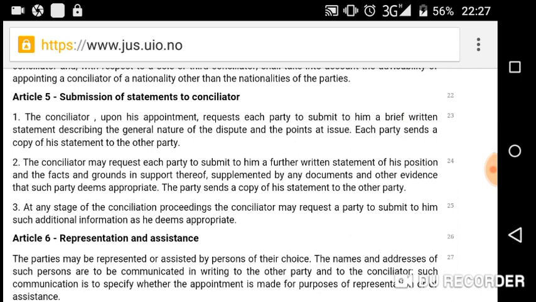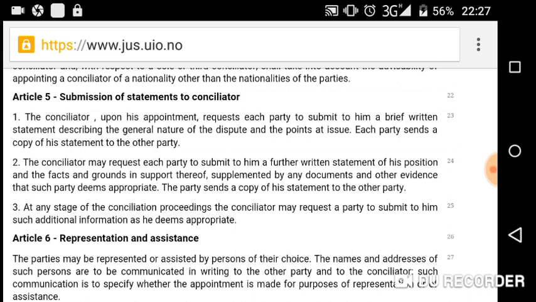Then Article 5, submission of statement to conciliator. Article 5, subsection 1: the conciliator, upon his appointment, requests each party to submit to him a brief written statement describing the general nature of the dispute and the points at issue. Each party sends a copy of his statement to the other party. The conciliator, after their appointment, will request the two parties to submit a brief written statement.